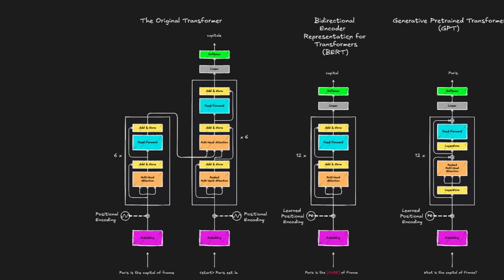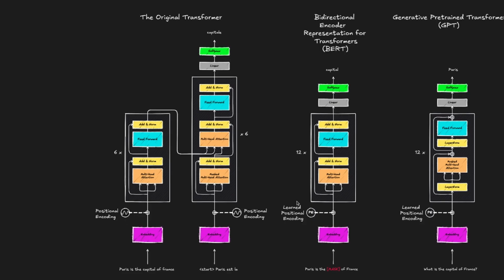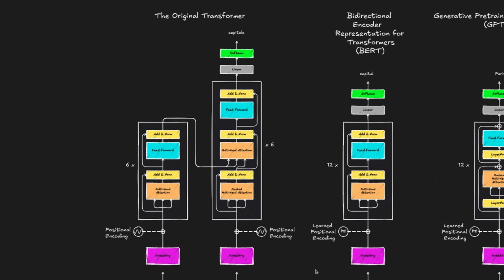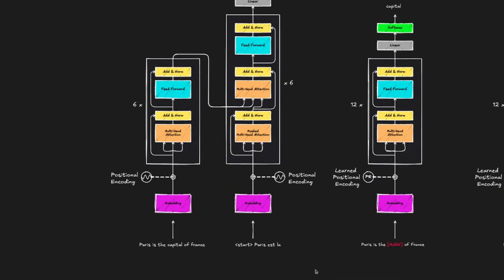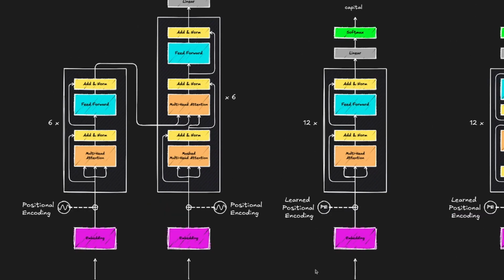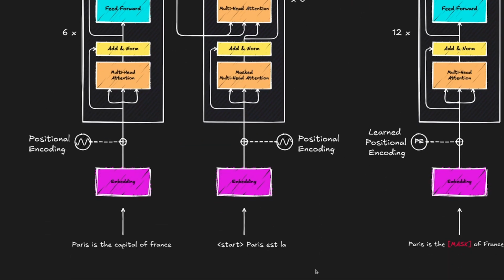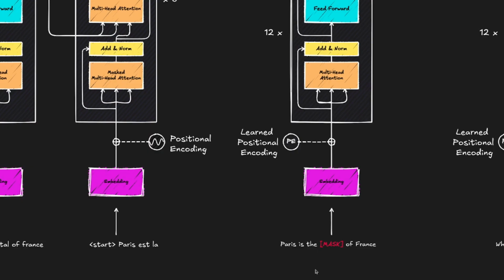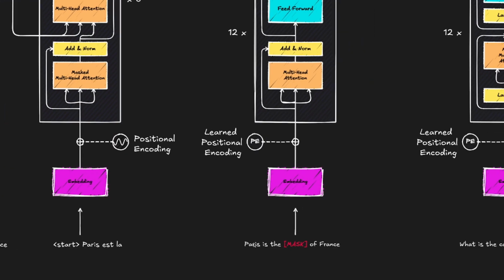So what was BERT doing? BERT was pre-trained in a way that allowed it to understand language. One of the common ways BERT was trained was masked language modeling. So this is an input to BERT. Let's dive deeper into this input right here, where you give BERT a sentence: Paris is the mask of France.